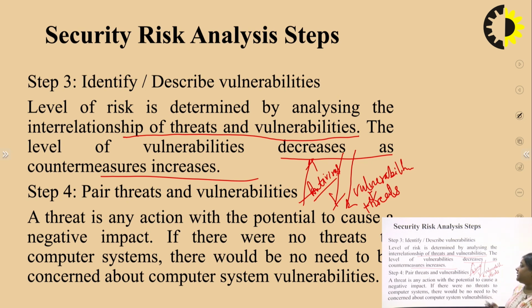Now next is pairing threats and vulnerabilities. A threat is any action that has the potential to cause a negative impact or can affect our system negatively. If there were no threats to computer systems, there would be no need to be concerned about computer system vulnerabilities. So these two things, threats and vulnerabilities, are interrelated. If there were no threats in the computer system, then even if we have some vulnerabilities, it would have no effect.